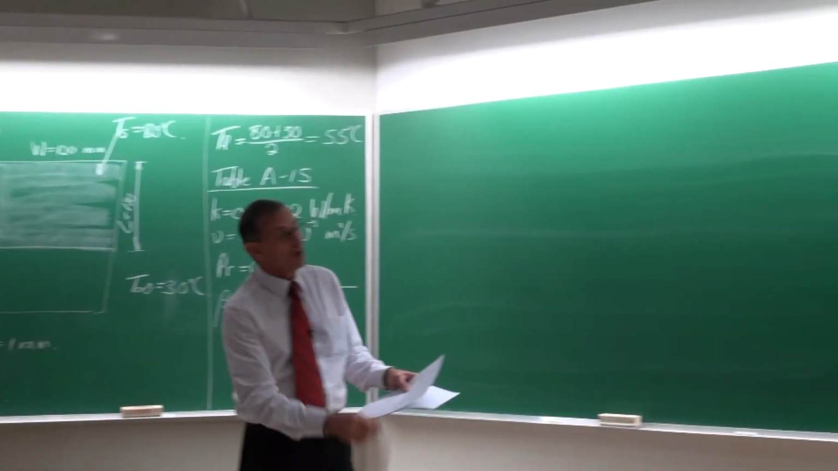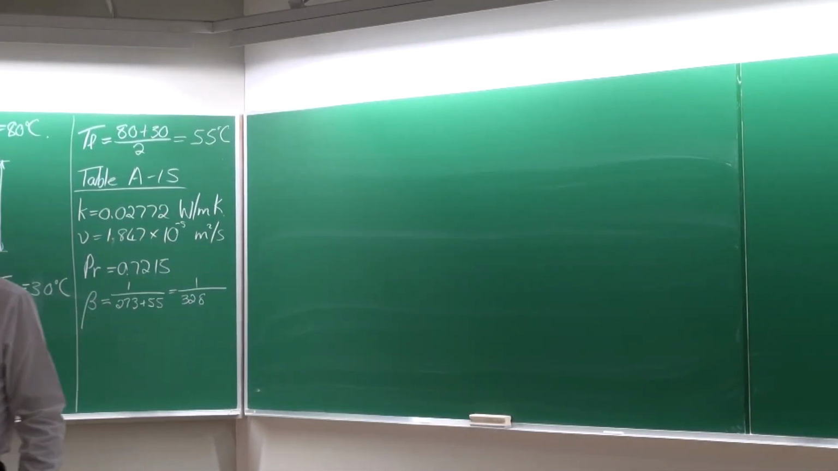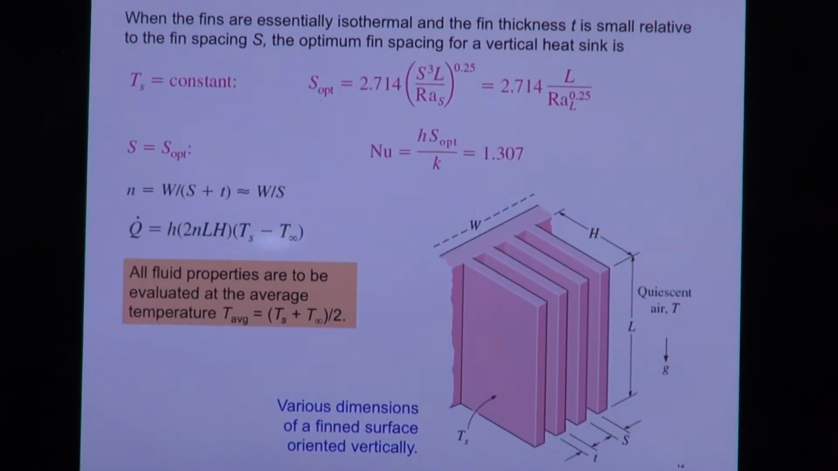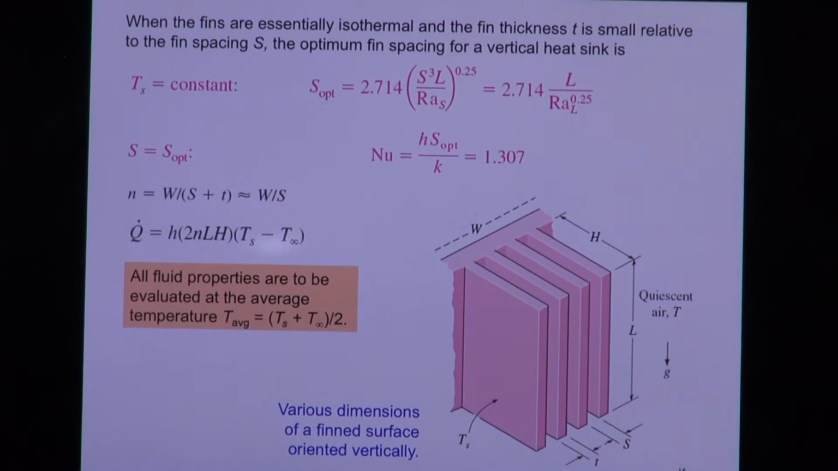Right, and if you go into the textbook, Carl, if you can zoom in there for us at the textbook, there you can see the typical for where we've got a constant wall temperature. There it gives an equation for the optimum S, the optimum spacing, as a function of Rayleigh S, and then also as a function of Rayleigh L. So you can use any one of the two. And then, based on that, the Nusselt number would be equal to 1.307.